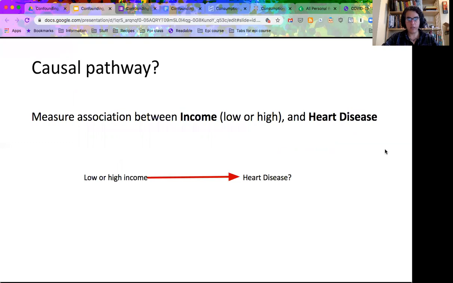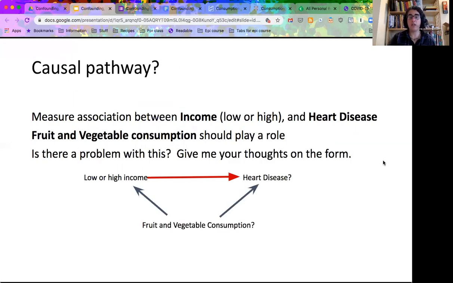Again, let's look at an example. Let's say we're looking at an association between income, either low or high, and let's run with heart disease. Okay, so that's a reasonable question. Is it associated with heart disease? In that case, one important confounding factor, or one important thing to look at, might be fruit and vegetable consumption. And that should be related. We know that a diet high in fruits and vegetables is associated with lower rates of heart disease. And it seems very plausible that income is associated with levels of fruit and vegetable consumption. So does it make sense to call this a confounding factor? Give me any thoughts you have about this on the form.